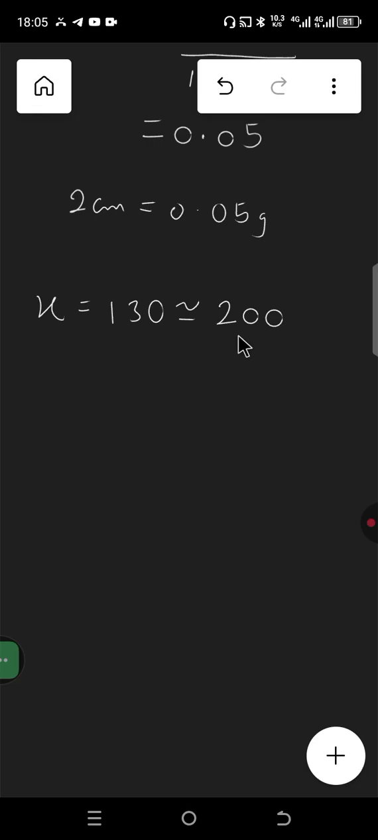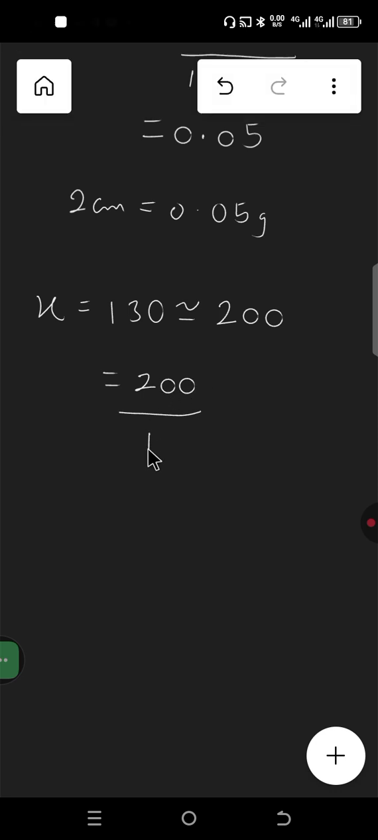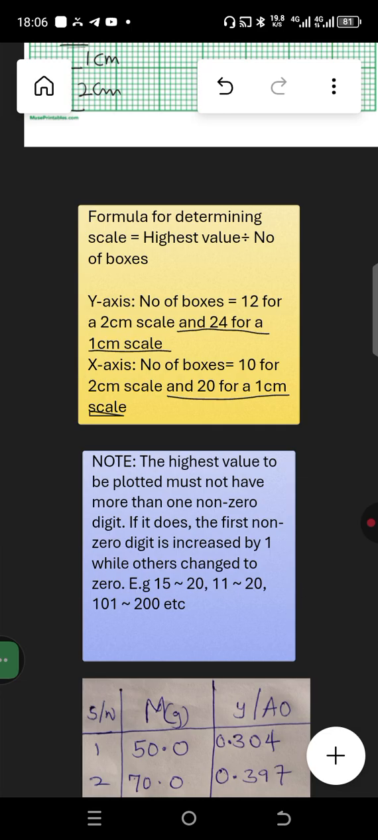Now the highest value here is 200. So what do we do? Using the formula for scale, we are going to divide this 200 by the highest value on the x-axis, and the highest value there is 10. We are talking in terms of boxes. Now let me take us back to the graph so that we understand what we are saying.